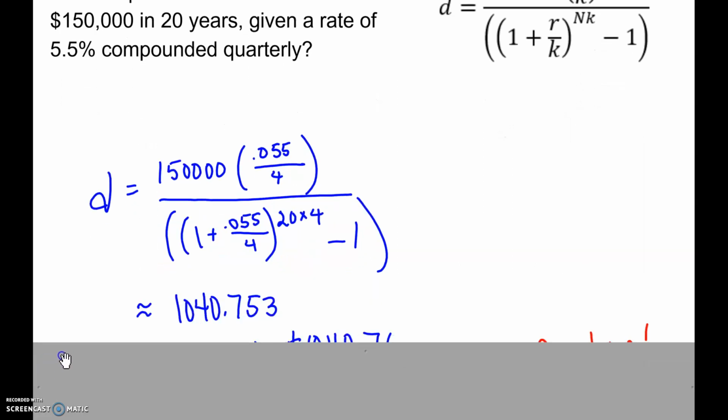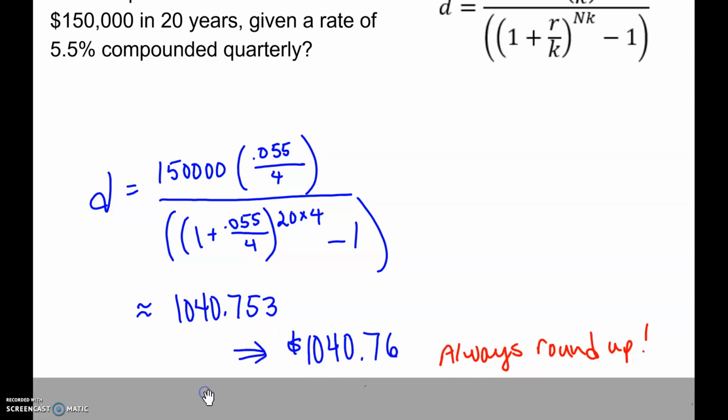$1,040.75, right? That's what we would normally do because the number after the 5 is a 3. But this is how much I want to deposit in order to reach a goal of $150,000. If I round down, I'm going to be just a little bit short. It might only be a few dollars, but still, I want to make sure I hit my target. So I'm going to round up to $1,040.76. My recommendation is always round up to make sure that you hit that goal. All right, hopefully that made sense.